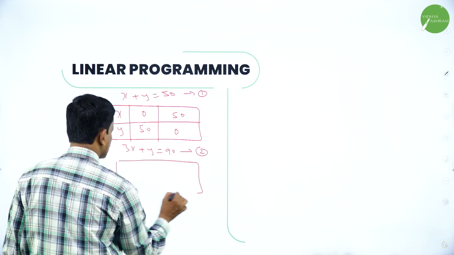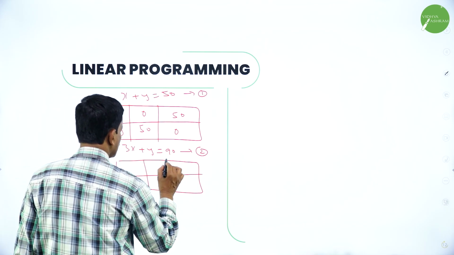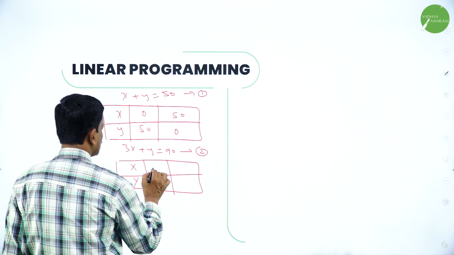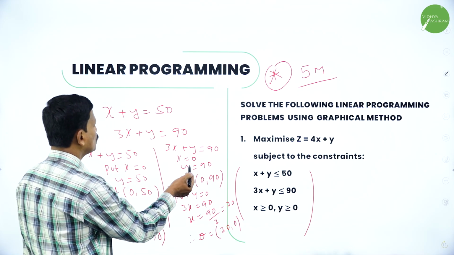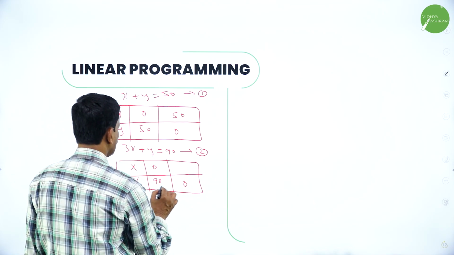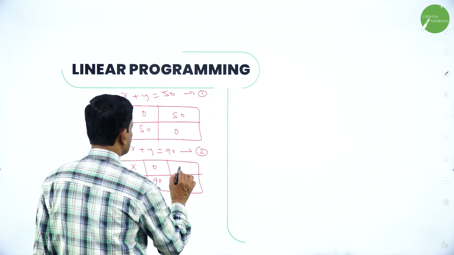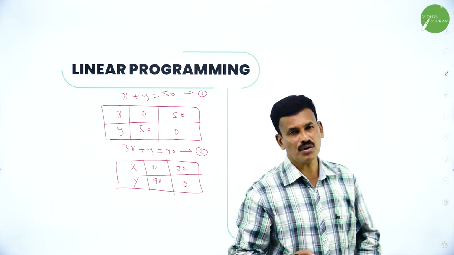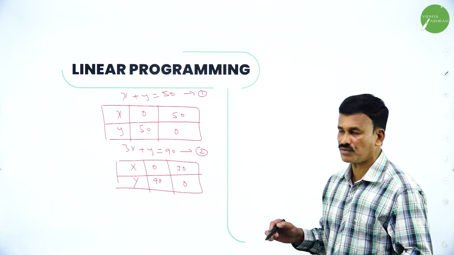For this, what are the set of values we got? So, here it is x and y. When x is 0, y is equal to 90. When y is 0, x is equal to 30. So, these are the points. Now, let us plot a graph of this.